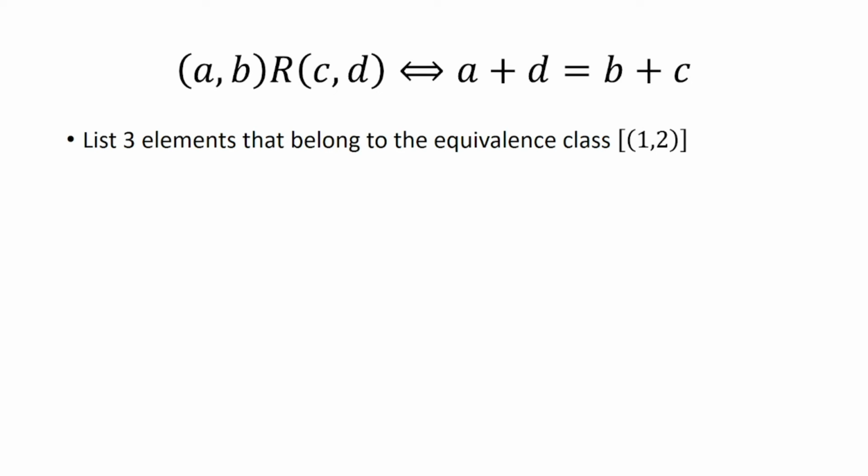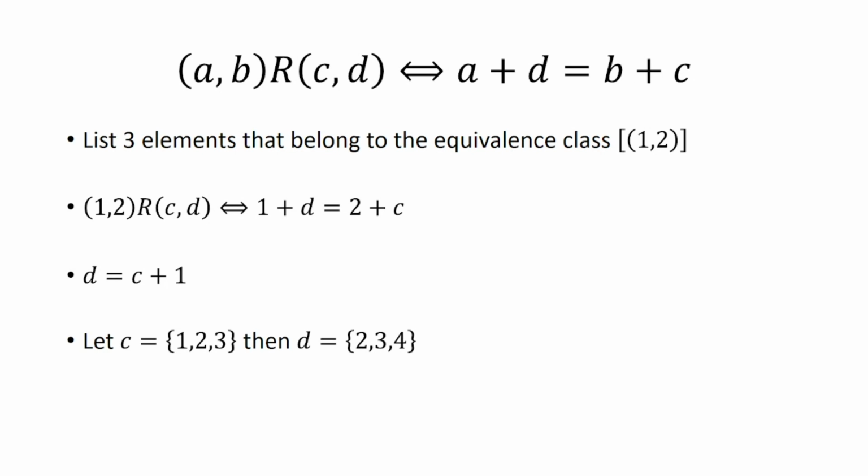Now let's look at three elements that belong to the equivalence class of (1, 2). So here A is 1, B is 2. So let's look at C and D. That's what we want to find here. If we plug it into that equation, we have 1 plus D is equal to 2 plus C. And if I subtract 1 from both sides, I get D is equal to C plus 1. So if C is 1, D is 2. If C is 2, D is 3. If C is 3, D is 4.